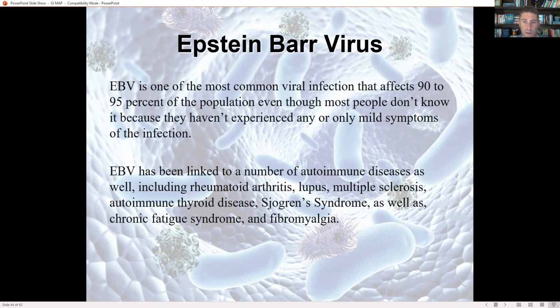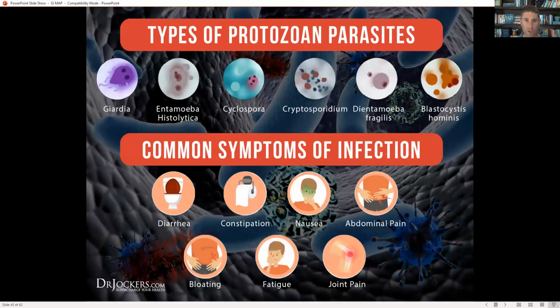It's been linked to a number of autoimmune diseases as well, including rheumatoid arthritis, lupus, multiple sclerosis, autoimmune thyroid disease like Hashimoto's, Graves' disease. Oftentimes there's an EBV component, Sjogren's syndrome, as well as chronic fatigue syndrome and fibromyalgia. So a very common issue here.